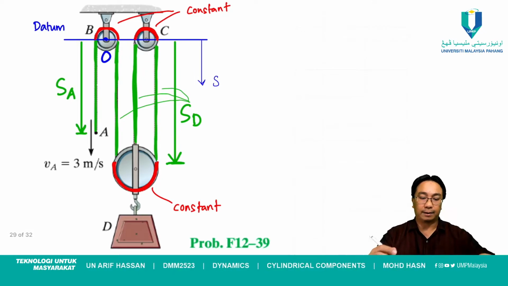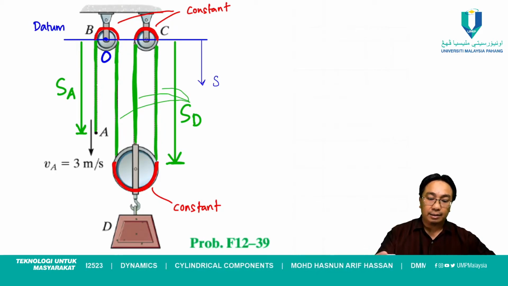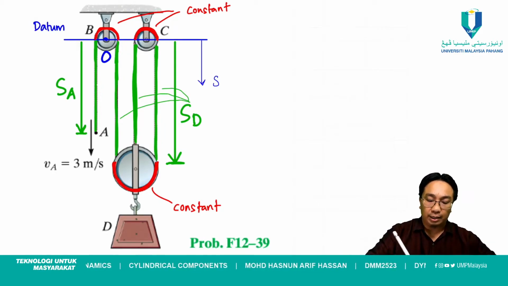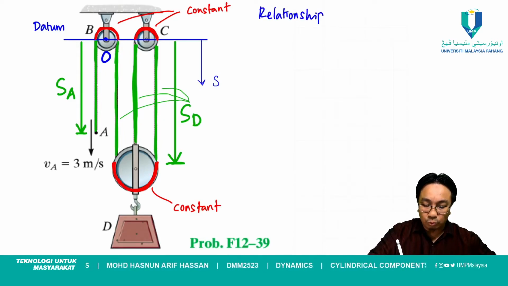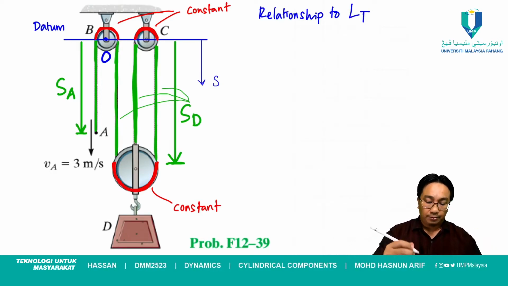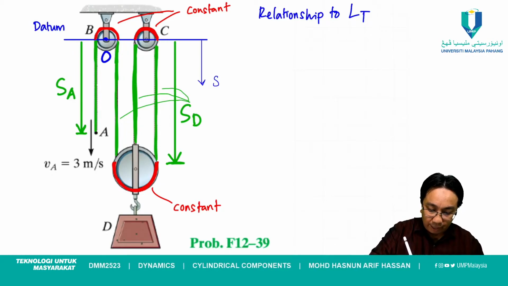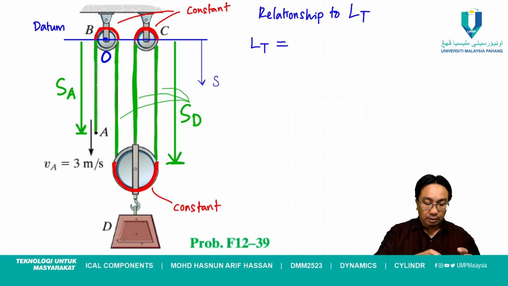Yes. Boleh? Okay. So the next step ialah to write the relationship to the total length. Relationship to LT, total length of the chord. So we have LT is equal to, kita kena tambah ke semua chord length ni lah.